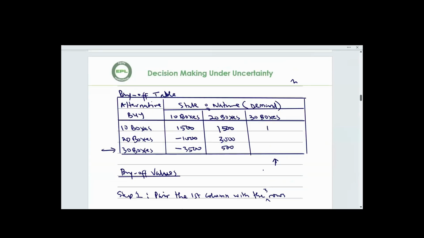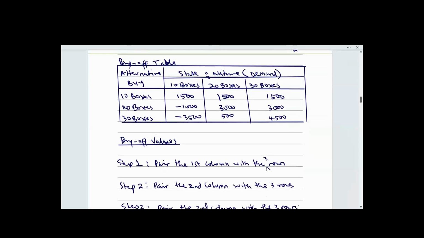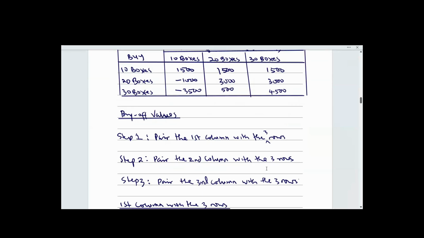So let's go and post it. Here is 3,000. 3,000 and then 4,500. So we are done. Now that you have the payoff value, you can then use any criterion or any decision rule to evaluate.